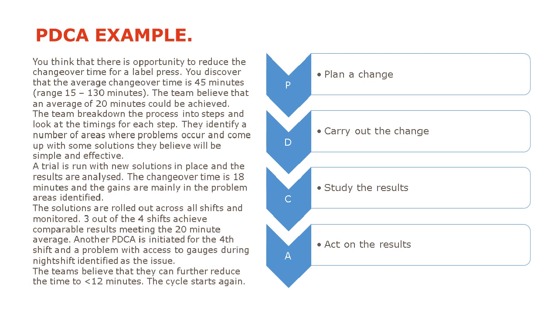What can you learn from studying that result? And they find that the limitation of access to gauges for the night shift was the problem, and they can fix that issue. At the end of all this, the team believe that they can reduce this even further down to 12 minutes, and then the cycle starts once more.